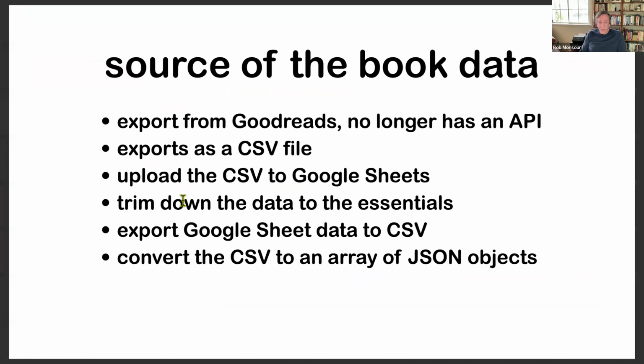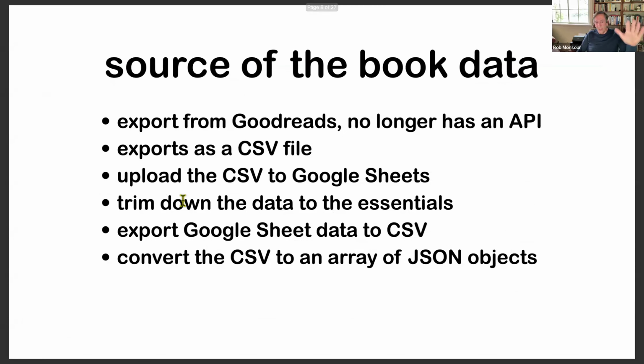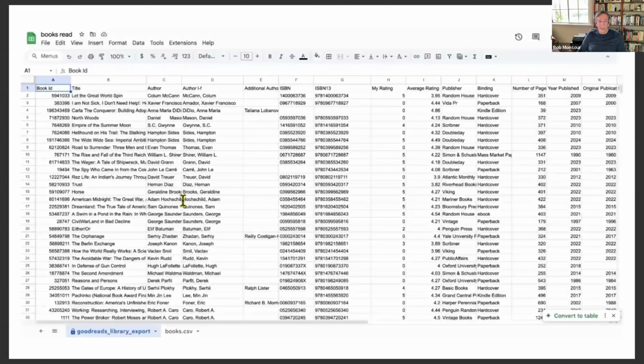And then what I did was I took that and I put it into Google Sheets. What you wind up with is something that looks like this. It's a massive bunch of stuff, way more stuff than I need. And so here's the set of steps I went through. I put it in Google Sheets. I trim it down to the essentials. I export that to another CSV file, and then I convert the CSV to an array of JSON objects. So here's the mess that you get.